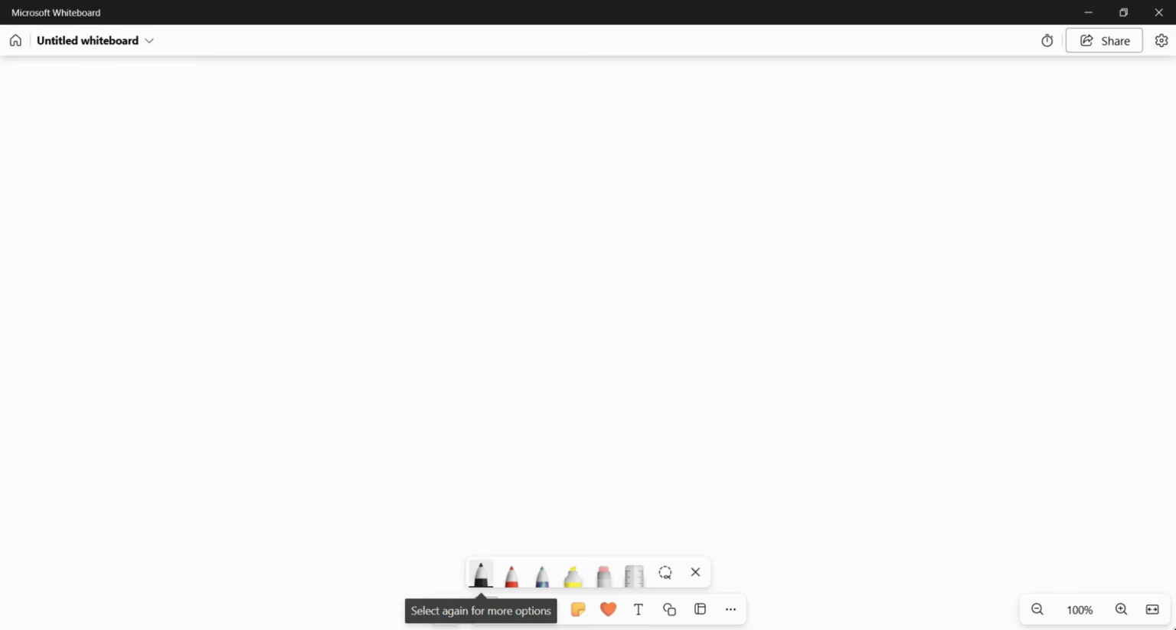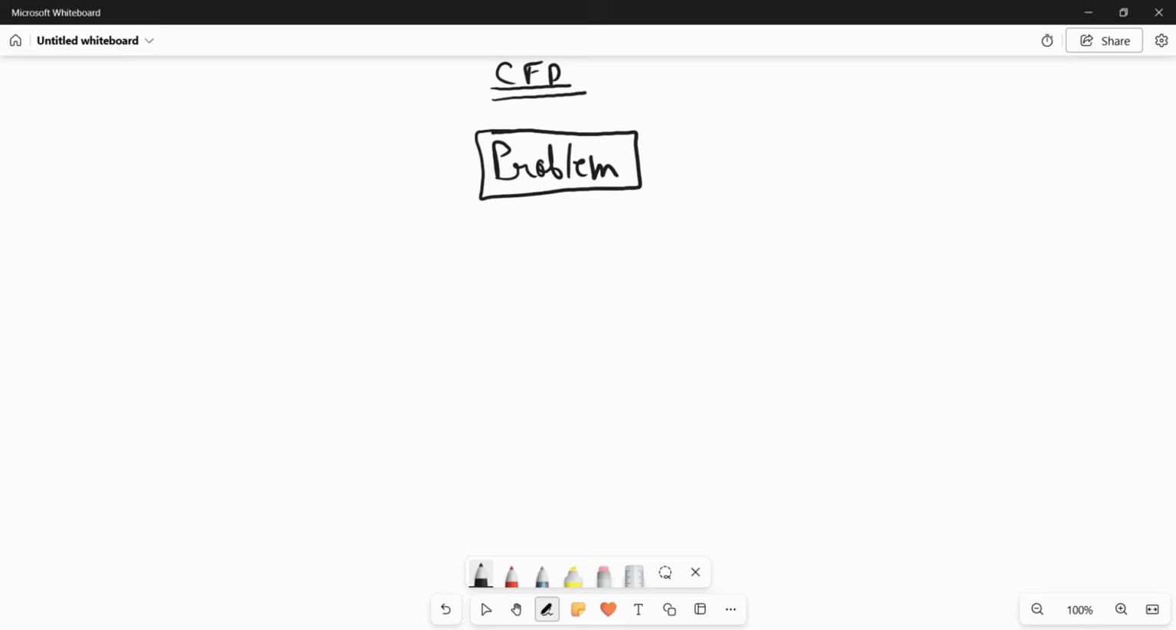Before we get into the computational part of fluid dynamics, let's first check how you can solve a problem. So our main topic is CFD. Suppose there's a problem given to us. Don't mind my handwriting, it's just bad, but I'll make sure I explain everything properly. Imagine you have a problem. You have three ways to approach it.